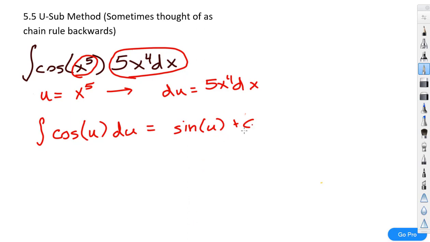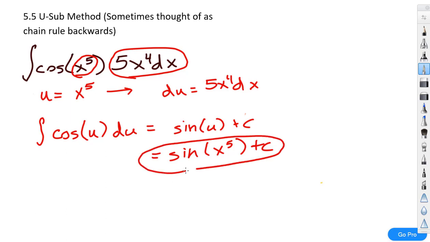Now we have to be careful here, because remember my original function was in terms of x, so my answer should be in terms of x. That's not too bad, I just have to re-substitute in that x to the fifth. So my final answer is going to be sine of x to the fifth plus c. Now remember, you can check your work by taking the derivative.